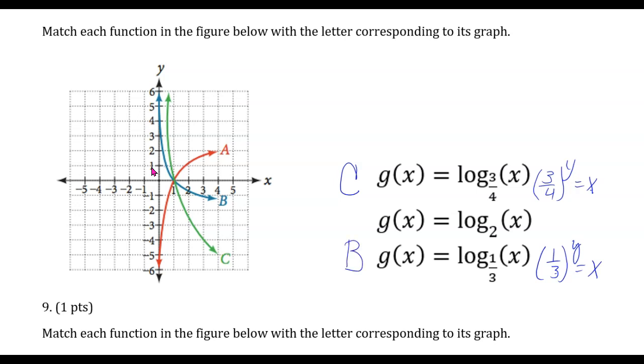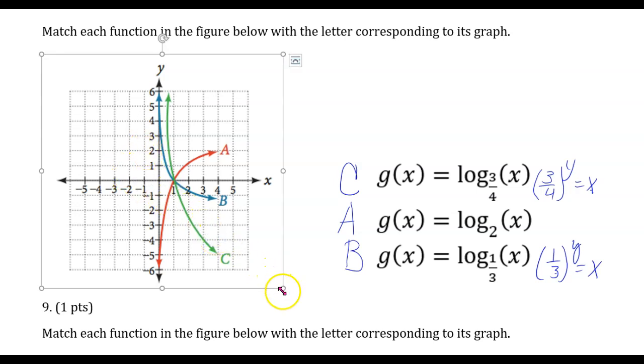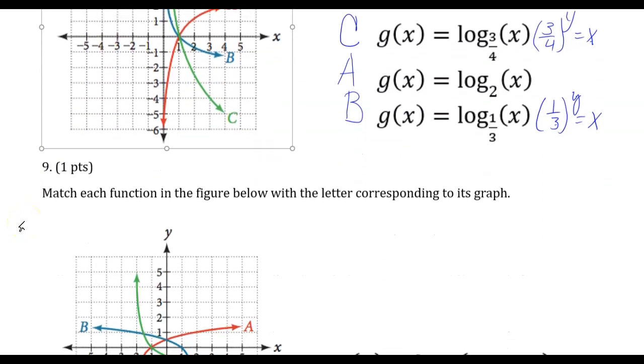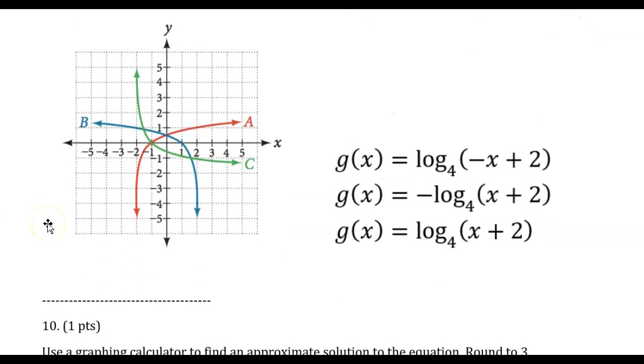If this is C and this is B, that leaves the one in the middle to be A. Does that make sense based on the graph? Yes, this is a normal logarithm with a normal base that's greater than 1. Remember that when you're doing these, you need to check and double check your answers. I've blown it up just a little bit so that you can see that that probably is the correct way to have it. Let's now look at number 9.